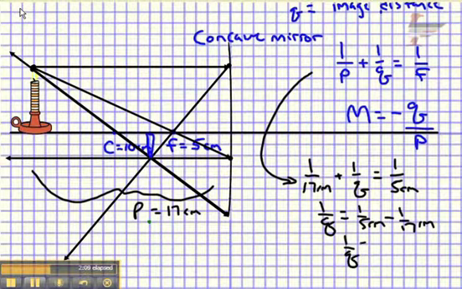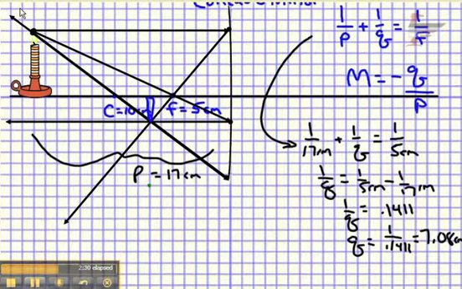And solving that on your calculator, we get 0.1411. And when you invert that, Q is going to equal 1 over 0.1411, and that is equal to 7.08 centimeters. So with 7.08 centimeters, we can see that Q is positive. That's a positive value, which means it's a real image and it's located in front of the mirror.